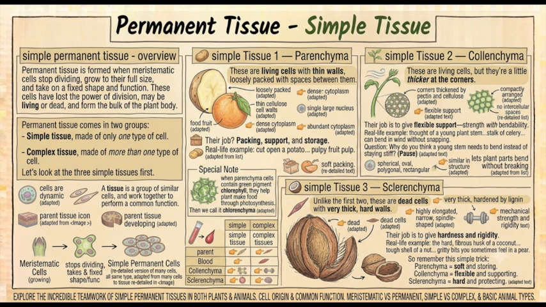Let's take a real-life example. Cut open a potato. That soft, starchy part storing food is largely parenchyma. The juicy pulp inside of your fruits that you eat is parenchyma too. And when parenchyma cells contain the green pigment chlorophyll, they help the plant to make food through photosynthesis.